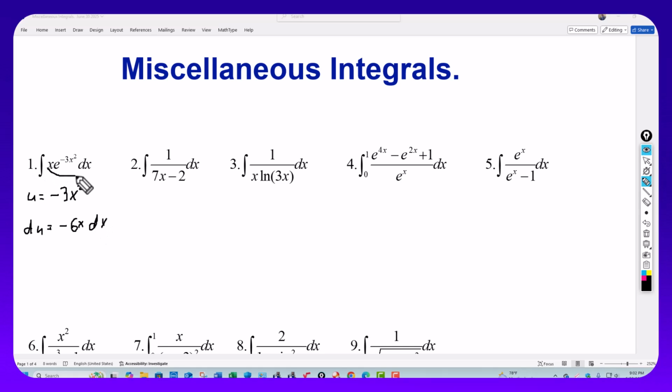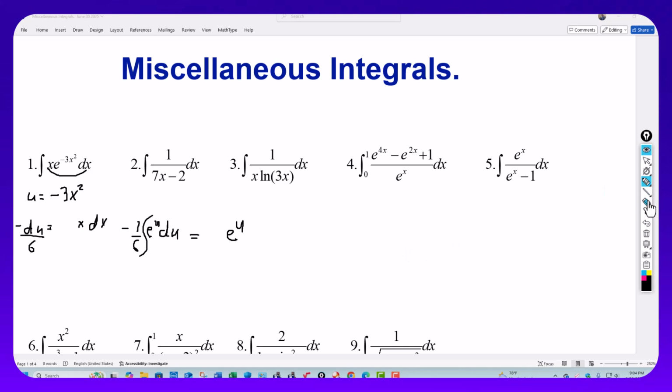So let's put the x dx together here. Divide both sides of this by negative 6. This would be minus du over 6. And replacing the x dx by minus du over 6, the negative 1/6 goes out in front here. And then we've got e to the u there. So simple integration with respect to u. The integral of e to the u with respect to u is e to the u.